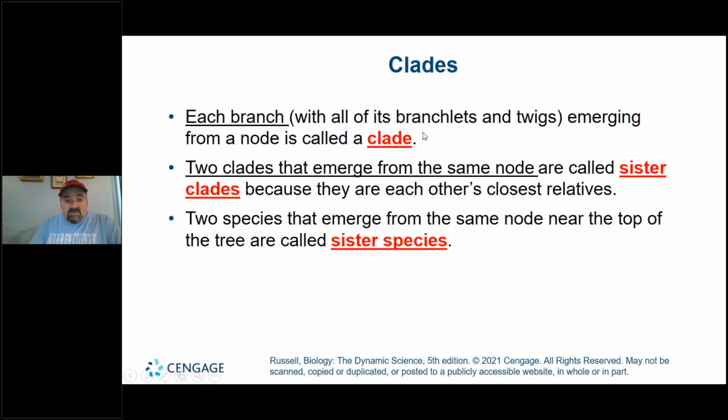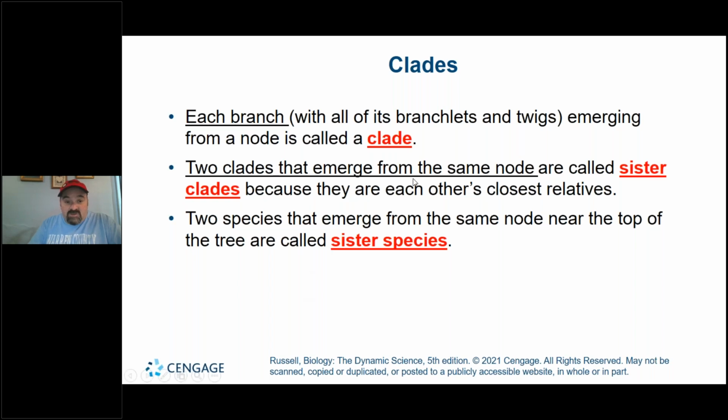So clades, a clade, right? Each branch, its branches, twigs, with all its different branches, as we've seen on the multiple images of the different trees of life. Each branch is known as a clade, okay? And a node is where we have that line where a different distinct line comes off, separating, branching off into two instead of just one. The node is the branching point. The actual branches themselves are the clades.